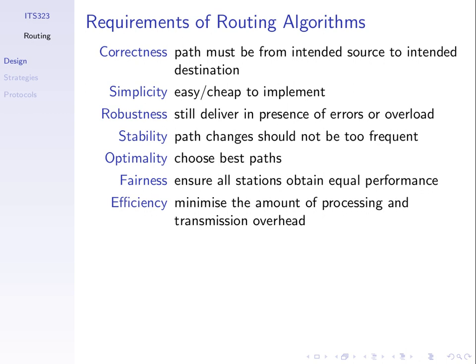Some other requirements: it should be robust. An example of robustness is that we choose a path from A to B, and then we notice there are errors or problems in the network. Then we should be able to adapt and choose a better path if it becomes available. So do some adaptation as the network operates. Even when things are not working well, when we have errors, it should still work.